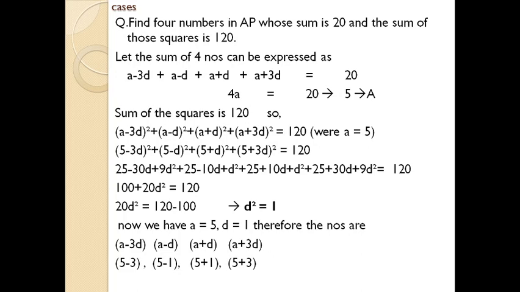5 minus 3, one value of one variable, 5 minus 1, the value of another variable, 5 plus 1, another number, 5 plus 3, another number. You will finally get the value of four unknown values. The answer is 2, 4, 6, 8.